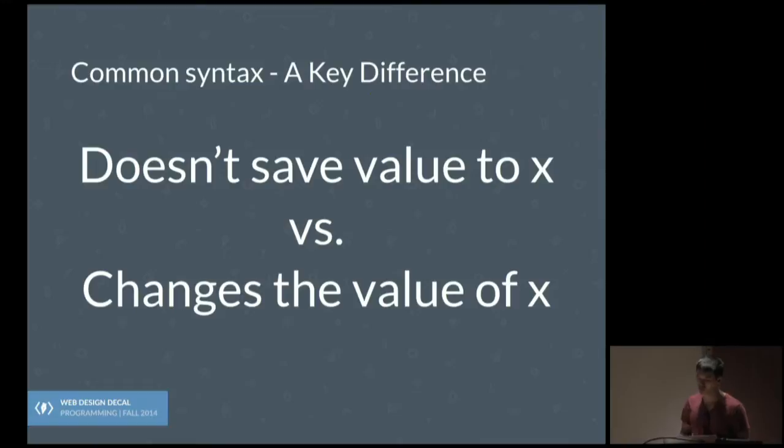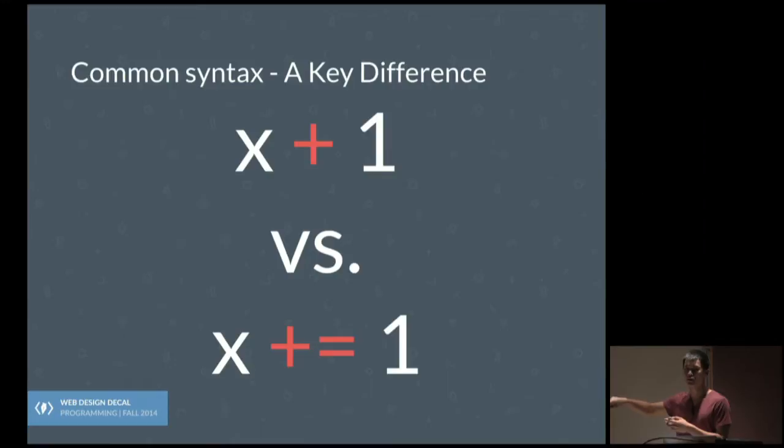So x plus equals 1, where x is 0, the value of x, the actual value that x holds, will turn from 0 to 1. Whereas if you're just doing x plus 1, x doesn't actually change, but you will still get 1. I hope that makes sense. Basically, one saves the variable to x, and that's the bottom one. So when you do that syntax, you're actually changing what x holds. Whereas the top one, you're just using x with something else, and using the result of that for something.